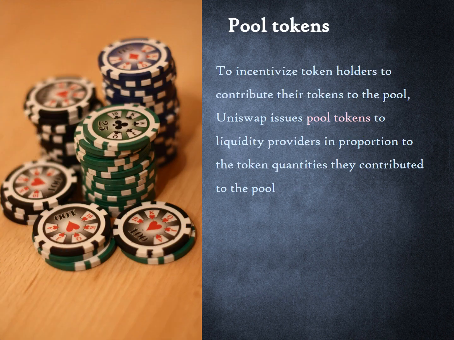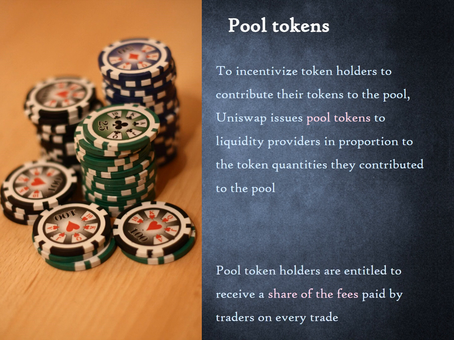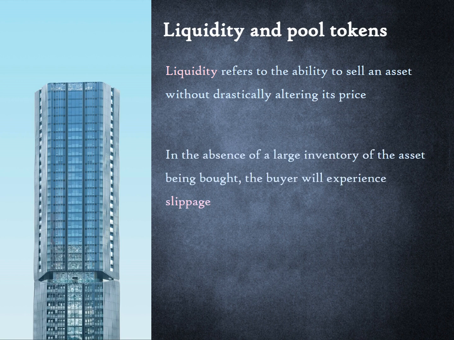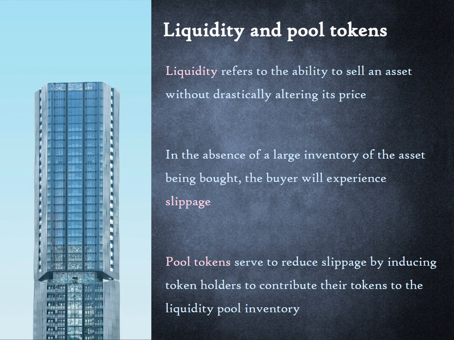To incentivize token holders to contribute their tokens to the pool, Uniswap issues pool tokens to liquidity providers in proportion to the token quantities they contributed to the pool. Pool token holders are entitled to receive a share of the fees paid by traders on every trade. Liquidity refers to the ability to sell an asset without drastically altering its price. In the absence of a large inventory of the asset being bought, the buyer will experience a large increase in price. In the previous lesson, we referred to this phenomenon as slippage. Pool tokens serve to reduce slippage by inducing token holders to contribute their tokens to the liquidity pool inventory.